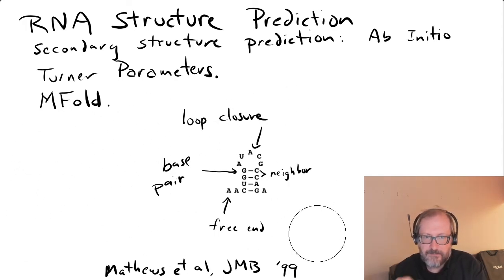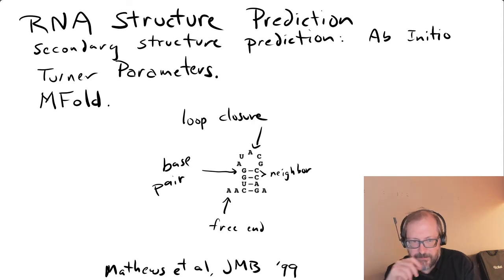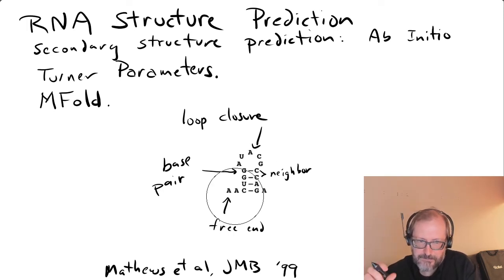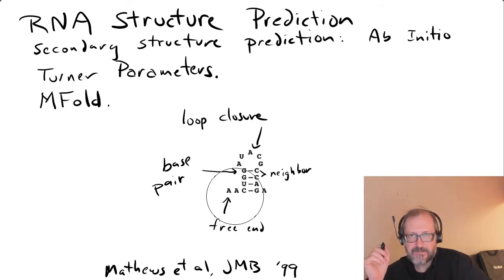So one ab initio method is called MFold. There's also a very similar method called RNA fold. Anyway, the way MFold works is it tries to predict secondary structure based on energetics as compiled in these so-called Turner parameters.